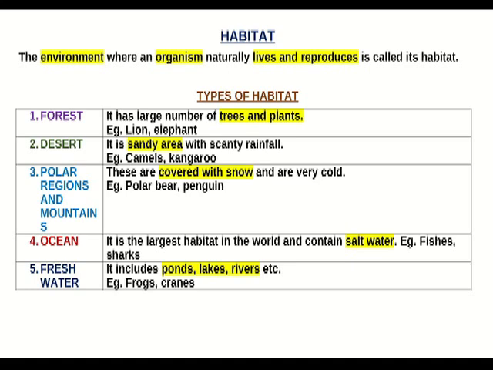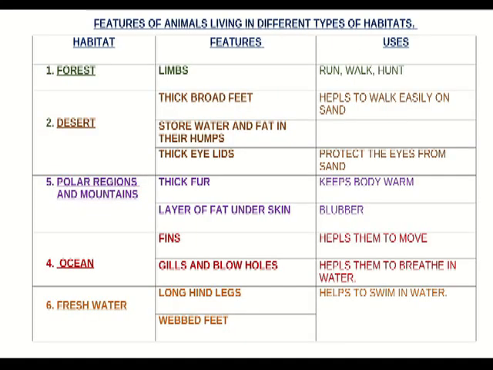The last habitat is freshwater. It includes ponds, lakes, rivers, etc. Frogs and cranes live in fresh water. Today we will learn about the features of animals living in different types of habitats. The first habitat is forest.